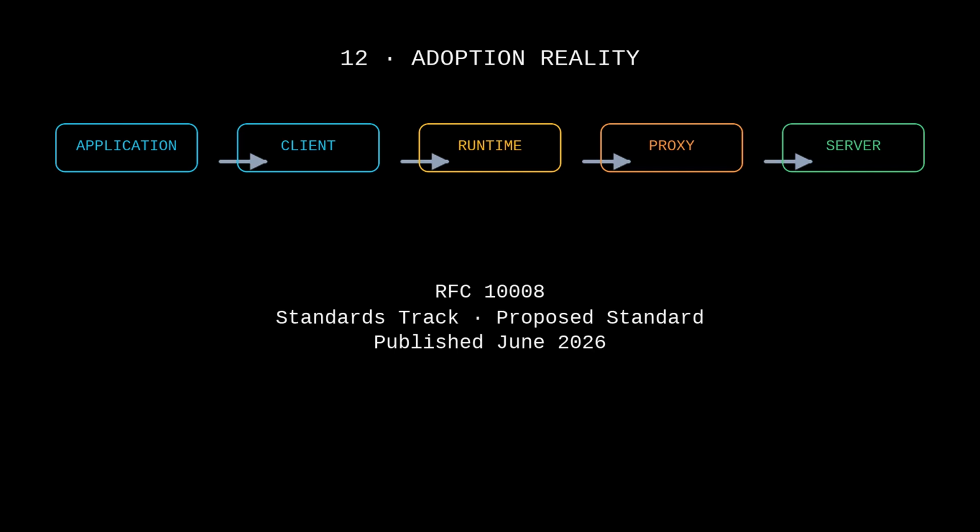RFC 10008 is an Internet Standards Track document published in June 2026 at proposed standard maturity. That does not imply universal implementation. Application code, client libraries, runtimes, proxies, caches, frameworks, and servers all need to implement and test the method. A request can be valid at the protocol level and still meet software that has never seen it. Real deployment means testing every intermediary in your path without guessing an adoption date.